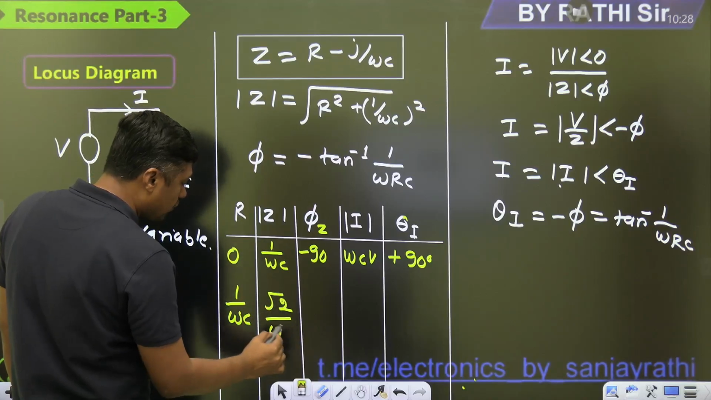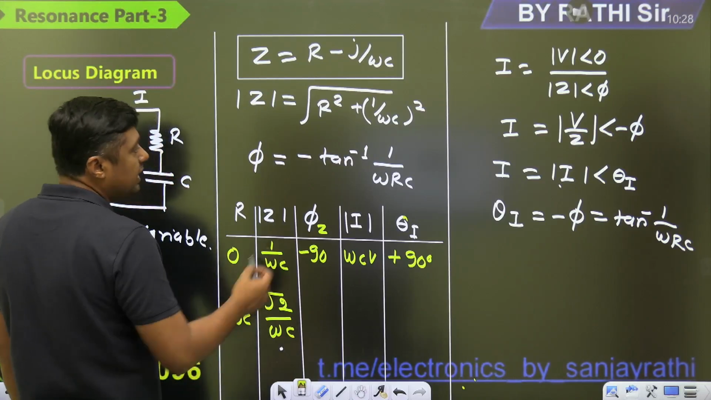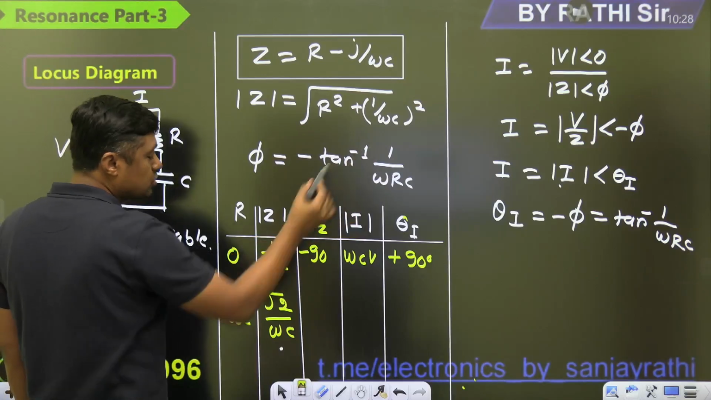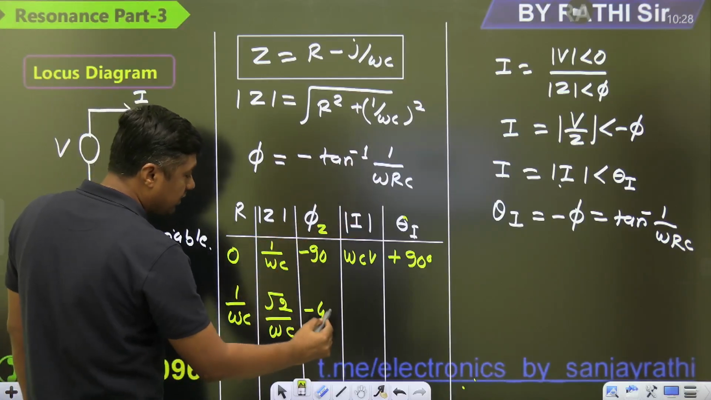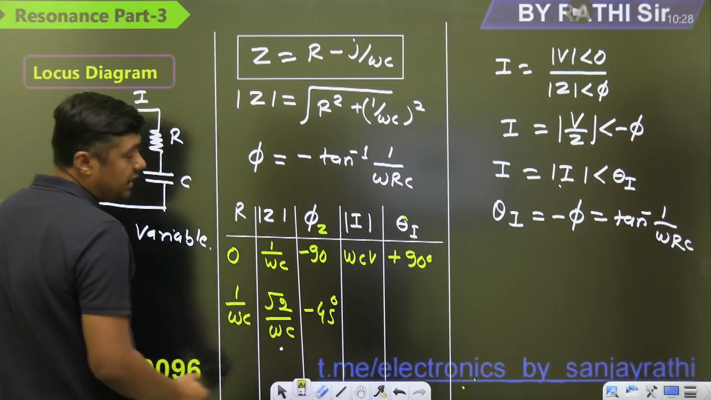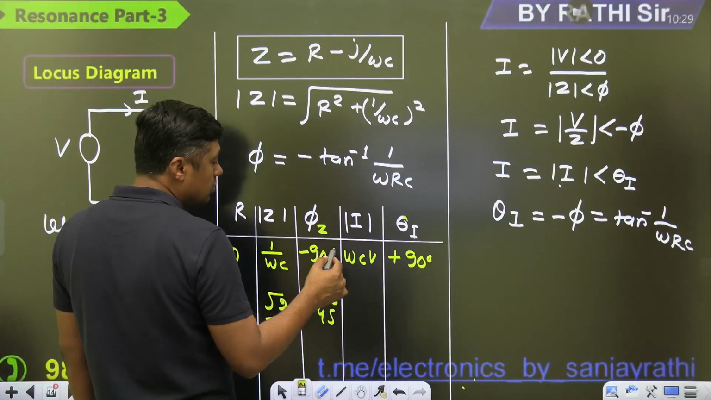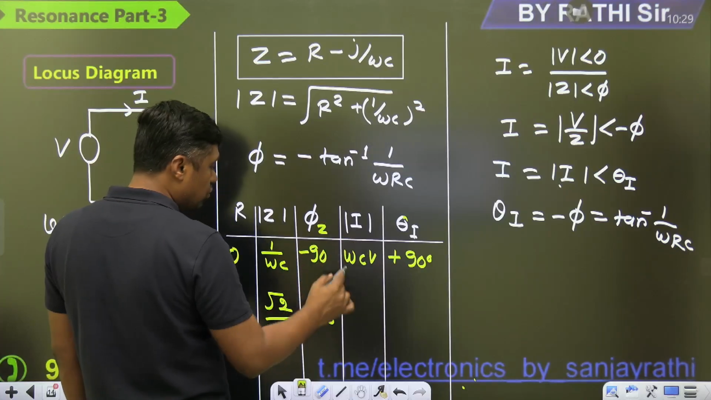Root 2 times omega C. Put R equal to 1 by omega C, so the angle becomes tan inverse of 1. What is tan inverse of 1? 45 degrees. And then what is the current? The current will become omega C V by root 2.